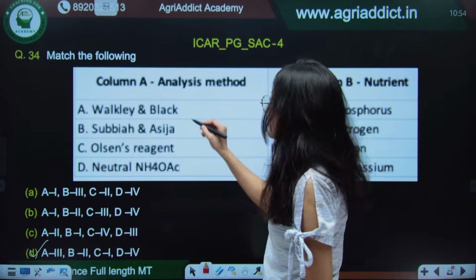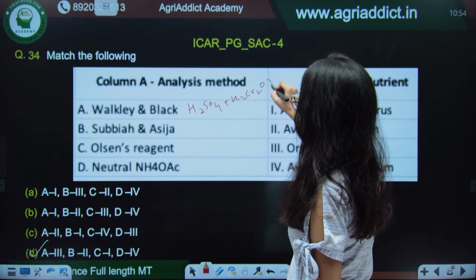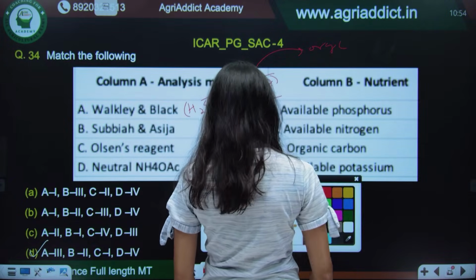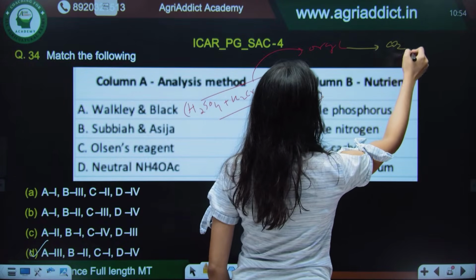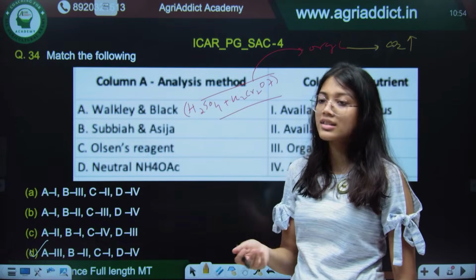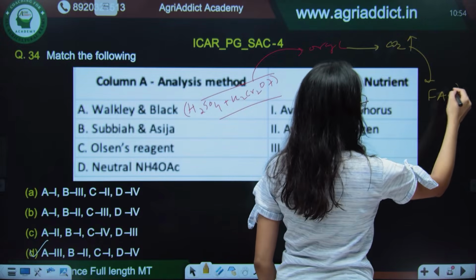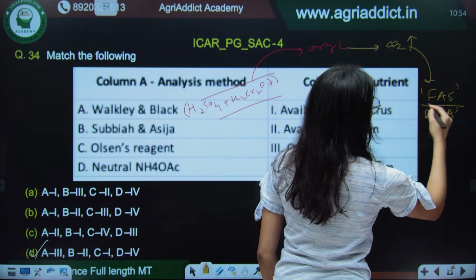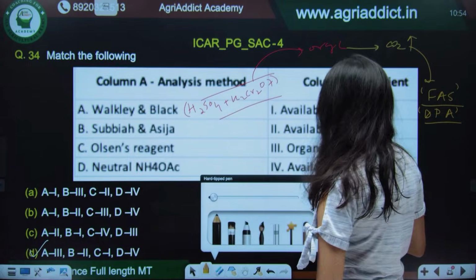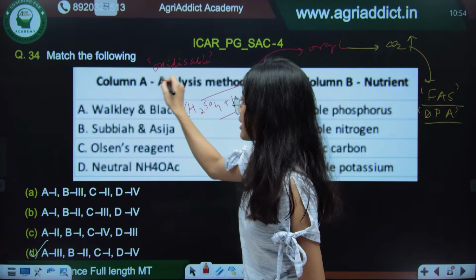For Walkley and Black, we generally use chromic acid, that is H2SO4 plus K2Cr2O7. This will react with the organic carbon and convert it to carbon dioxide. Whatever part has been left unoxidized by this chromic acid mixture, we are going to titrate it against ferrous ammonium sulfate, and we are going to give diphenylamine as the indicator. So here always keep in mind that we will have oxidizable organic carbon, not the entire one but only the oxidizable one.